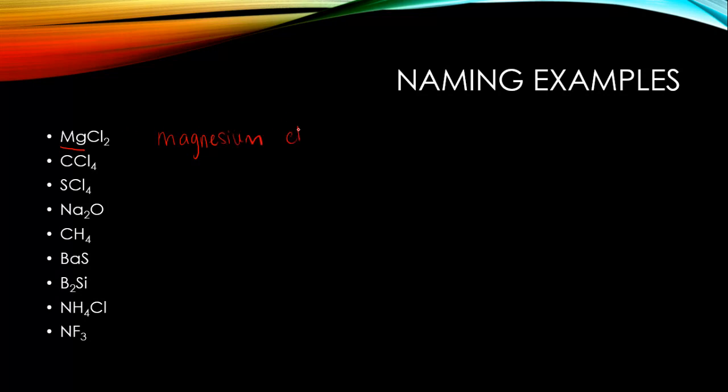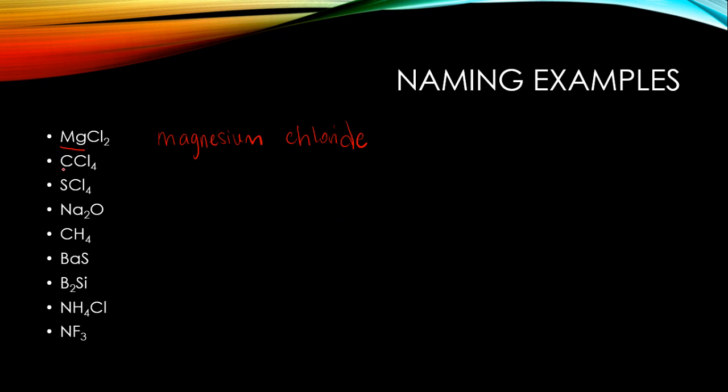The second element is going to end in IDE. Magnesium is also not one of the things that requires a Roman numeral. You're also going to have to keep that in mind. We're still playing by all the old rules, we're just throwing it all together here in one big bunch. Magnesium is not a transition element, and it's not one of my exceptions. So magnesium chloride is going to be the name.